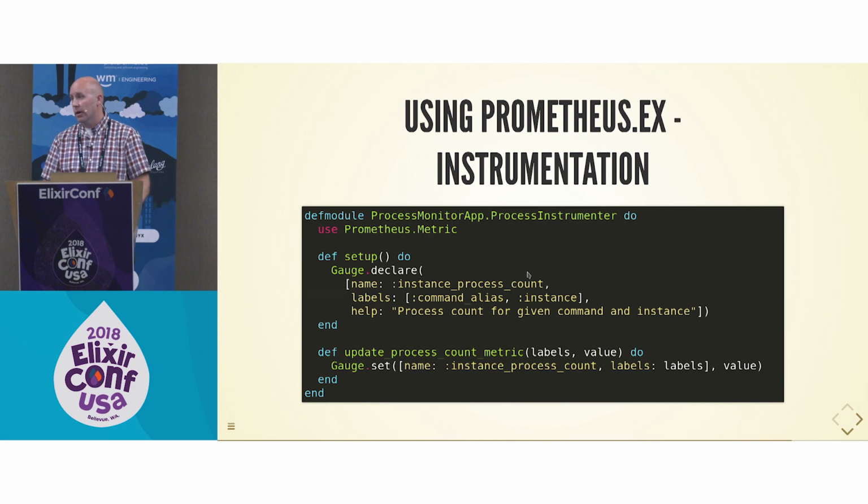And then, at this point, we can create custom instrumentation. So here I've created a process instrumenter. We're going to use the Prometheus metric module. This module expects you to create a setup function, and in that function, you declare the metrics that you want to use. Here we're declaring a gauge. We're going to name it instance process count. We're going to give it some labels: a command alias and the instance that we pulled that command from. And we're going to provide a little help so that we know what this gauge is for. We're also going to provide a function that allows us to update this when the metrics change.